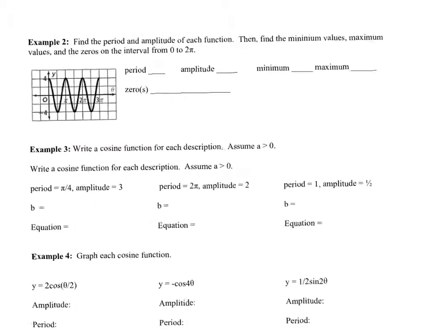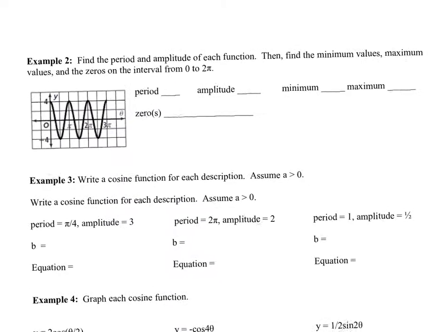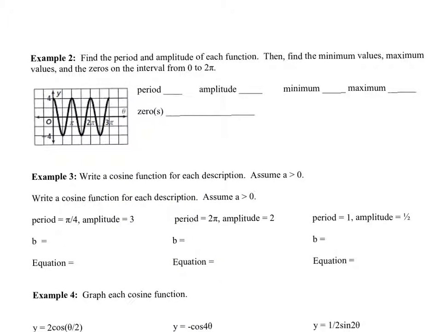So for example 2, find the period and amplitude of the function. Find the minimum values, the maximum values, and the zeros on the interval from 0 to 2 pi. Because remember, this function goes forever to the right and left, so we're actually restricting it to 0 to 2 pi. So we're going from looking at here to here. So the period of our function is pi. Okay, I can see it from here to here, or here to here.